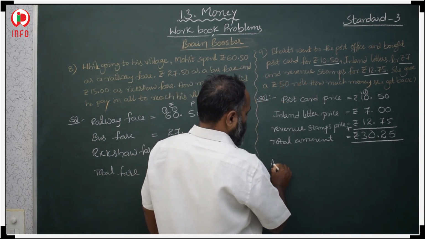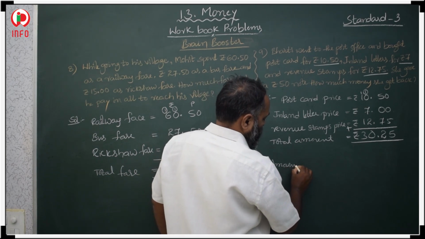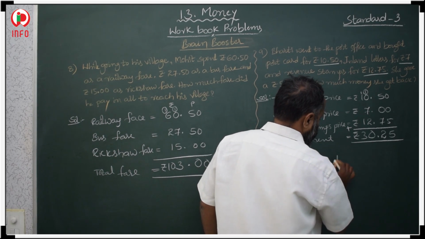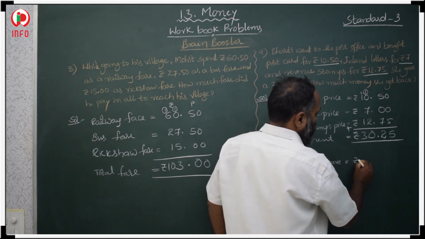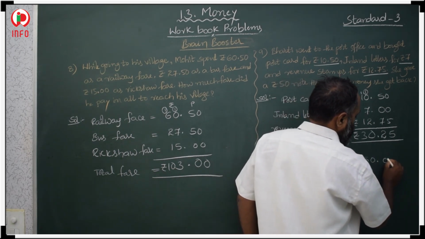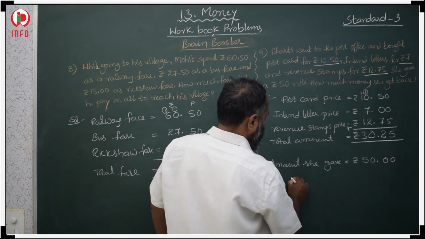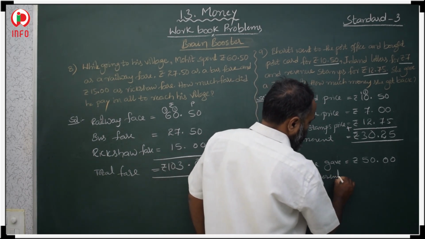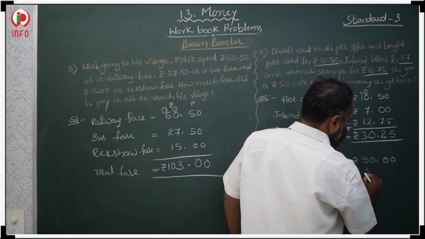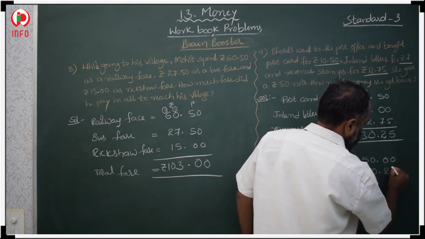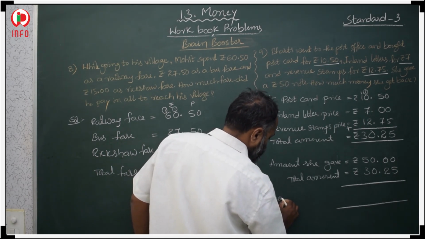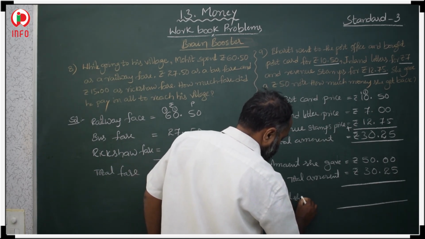Amount she gave. How much amount did she give? She gave 50 rupees. So what is the total amount of all the cards? That is 30 rupees 25 paisa. Then the amount she will get back.